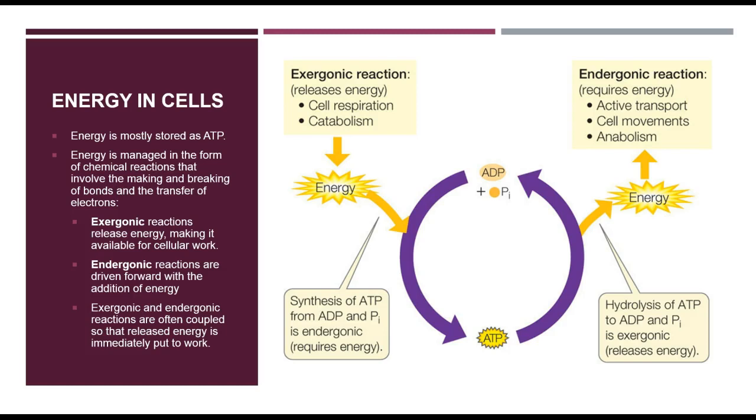If you look at the diagram there on the right, you can see there are several examples of exergonic and endergonic reactions. Cellular respiration and catabolic reactions are all exergonic reactions. They release energy. Endergonic reactions include things like active transport, cellular movements, and any other anabolic reactions.